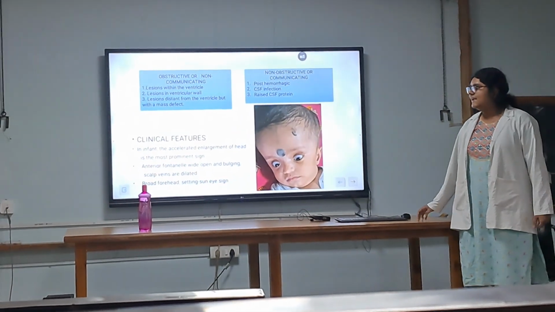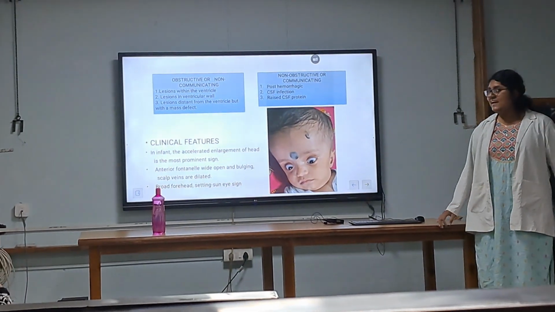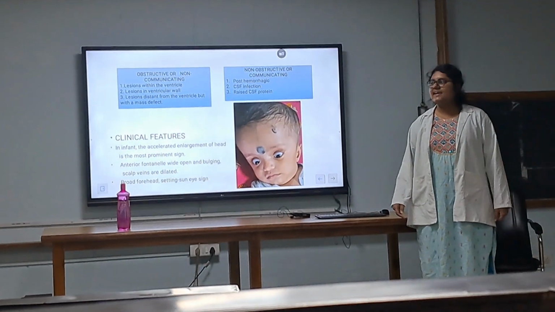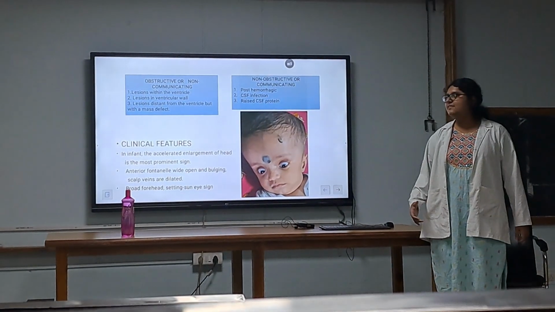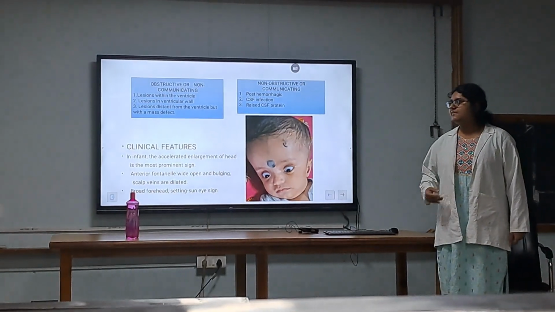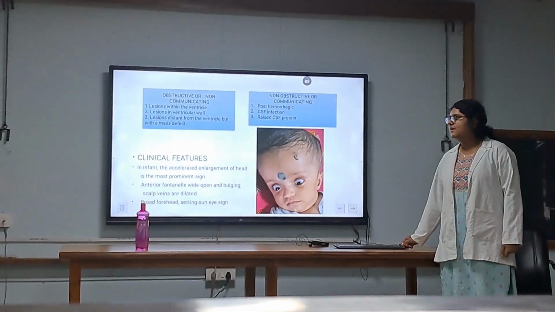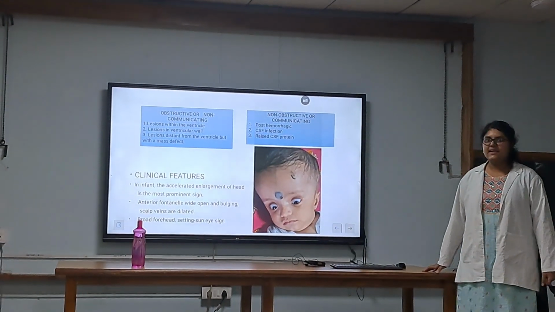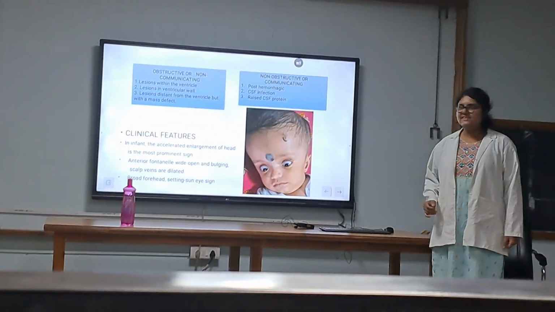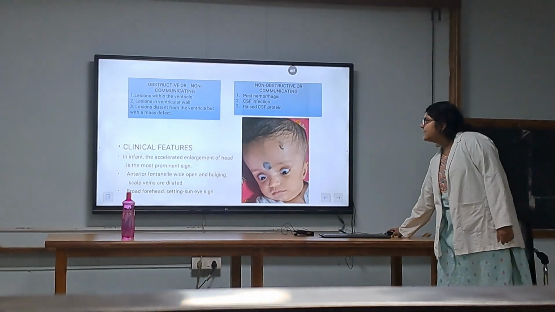Now coming to the clinical features. In infants, the accelerated enlargement of head circumference is the most prominent sign, which can be evident from serial measurement of head circumference. Anterior fontanelle is wide open and bulging, and skull veins are dilated.